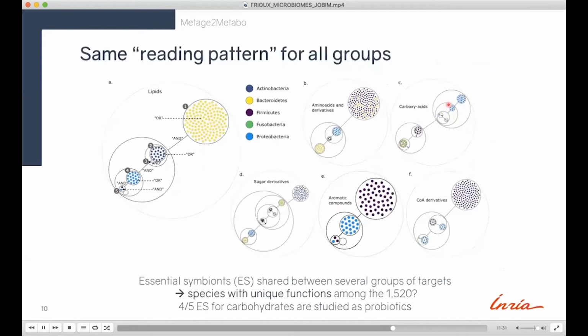And when we went back to biology, we observed that essential symbionts were sometimes shared between several groups of metabolites. And we found that some essential symbionts are actually already known and studied in the context of probiotics.